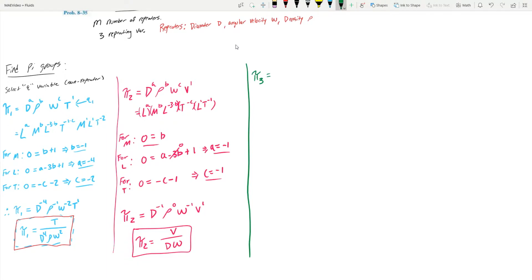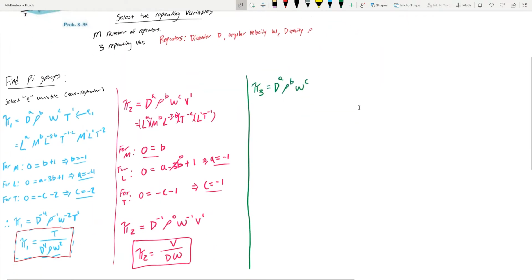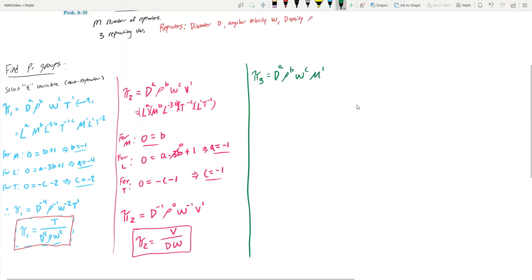Okay, so pi 3, again, let's write our repeaters, d to the a, rho to the b, omega to the c. And then our last Q, the only one left, is viscosity. So let's just write mu to the first. Writing out the base units here: L to the a, m to the b, L to the minus 3b, T to the minus c. And then viscosity is just going to be m, L to the minus 1, T to the minus 1.